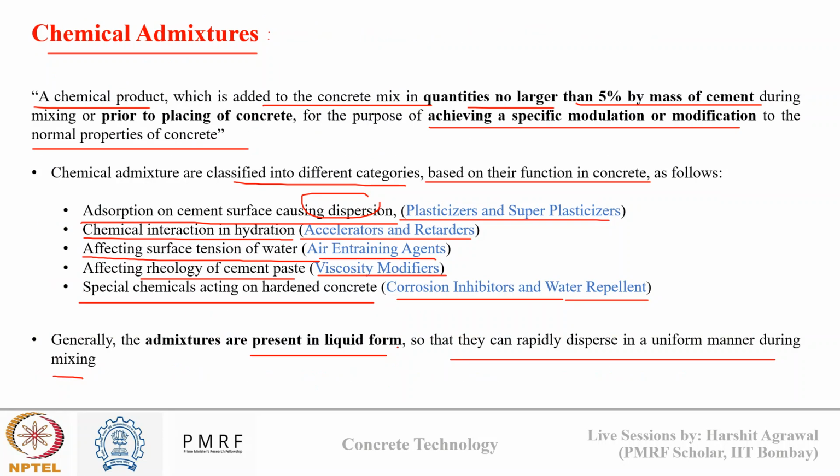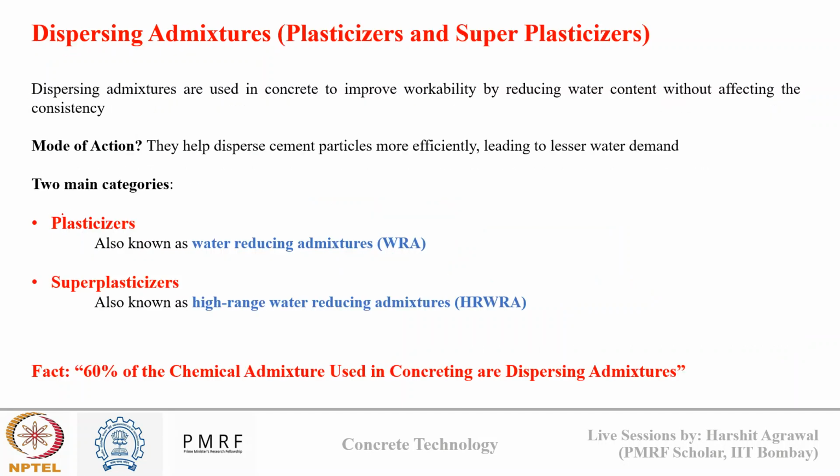So we'll go one by one through all these different categories of admixture and we'll understand how they function and why they function like that. First, let's see dispersing admixtures, which include plasticizers and superplasticizers. As the name suggests, dispersing admixtures are used in concrete to improve the workability of concrete by reducing water content without compromising the consistency.